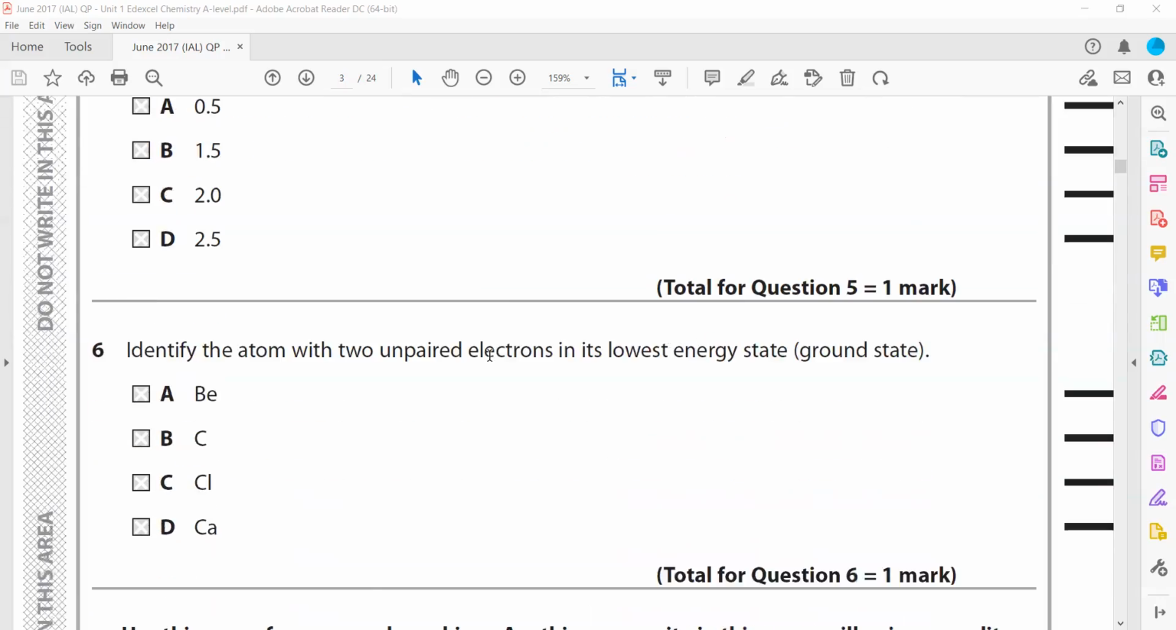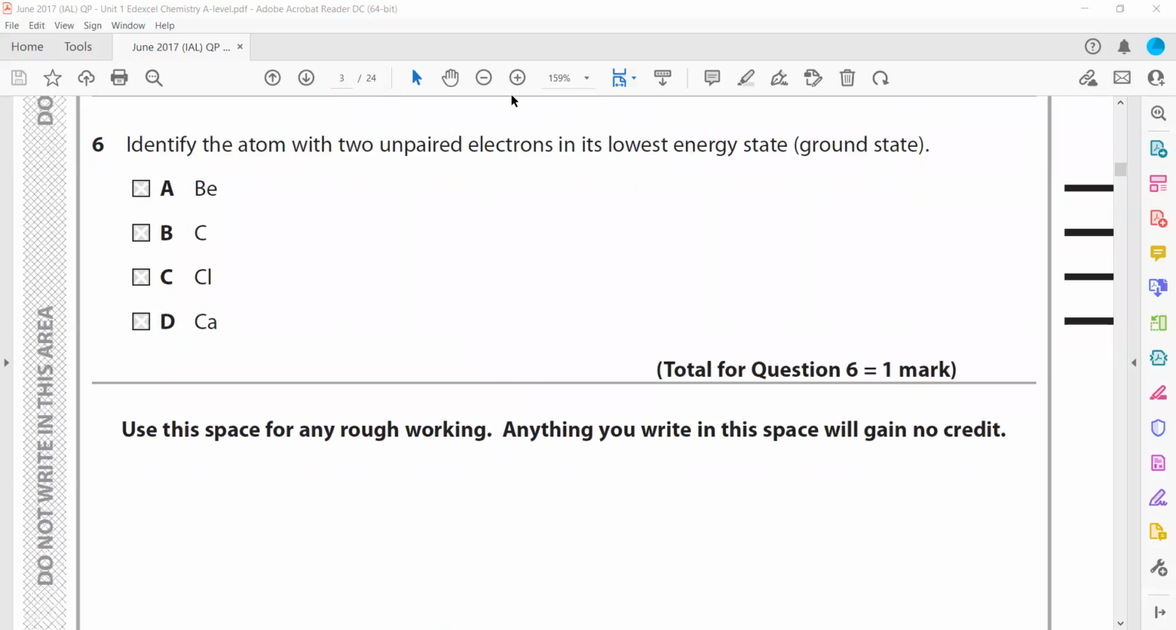So whenever two reagents are given, always find the limiting reagent. Identify an atom which contains unpaired electrons in the lowest energy state, or ground state. So beryllium, you have to use a periodic table. Beryllium is 4, carbon is 6, chlorine is 17, and calcium is 20.